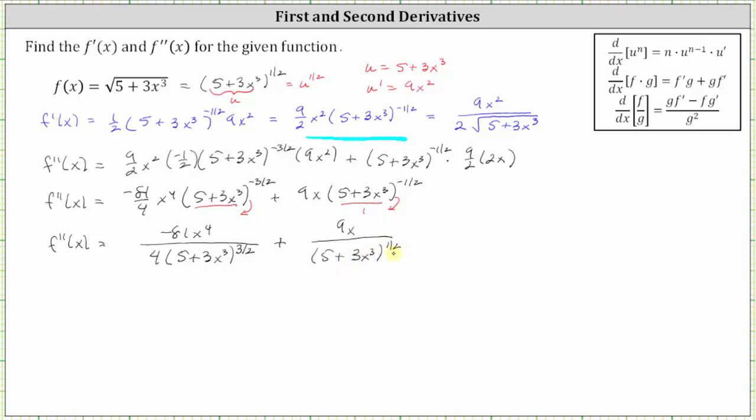We know an exponent of 1/2 is equivalent to a square root. The exponent of 3/2 is a square root where the quantity 5 plus 3x cubed is raised to the third power. So let's write this one more time using square roots.